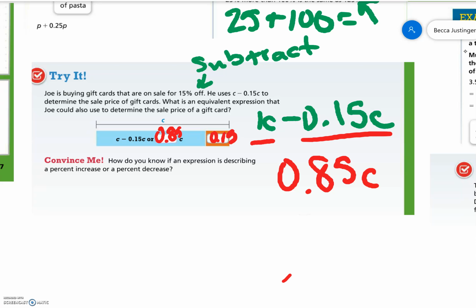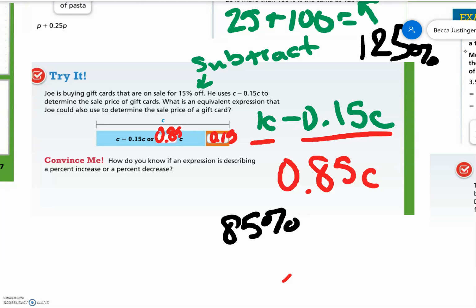Convince me. How do you know if an expression is describing a percent increase or a percent decrease? Well, maybe to give you a hint, the percent increase gave us 125%, and the percent decrease gave us 85%.